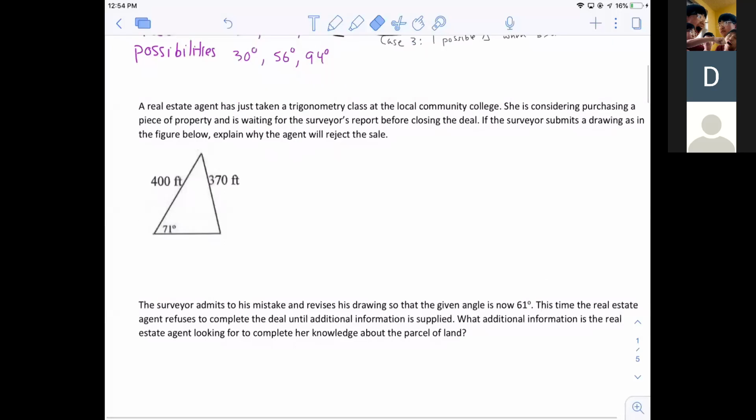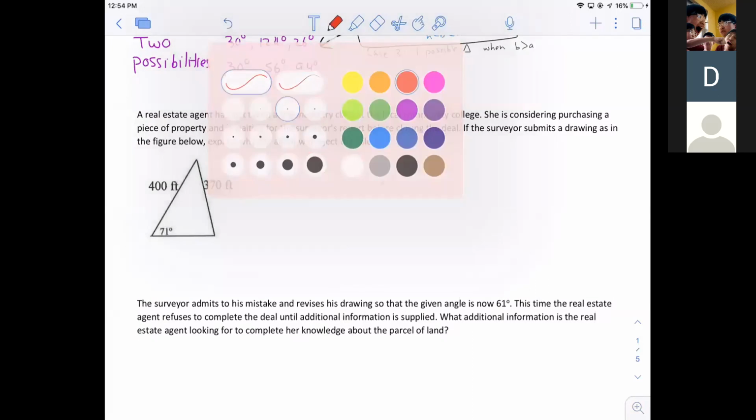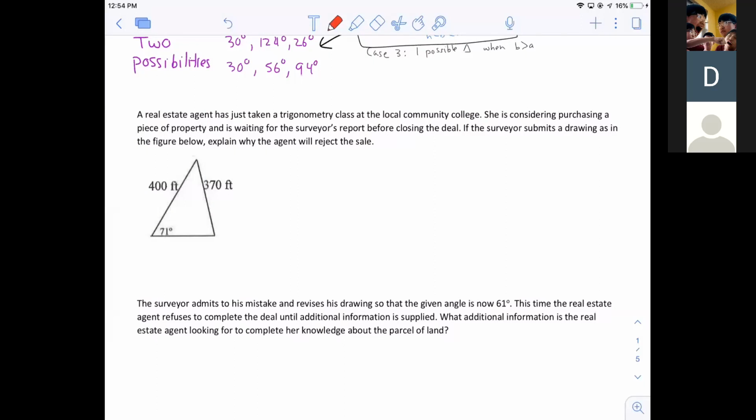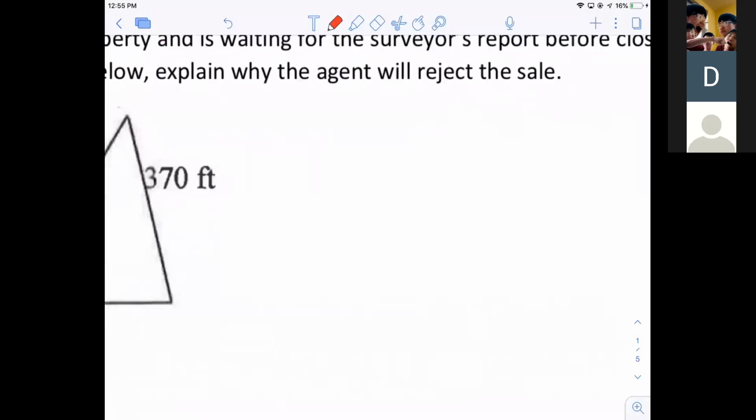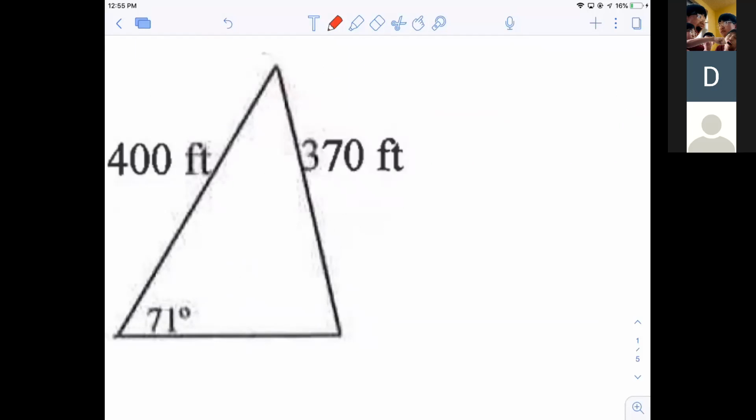So, ambiguous case of law of sines problems. A real estate agent has just taken a trade class at a local community college. She is considering purchasing a piece of property and is waiting for the surveyor's report before closing the deal. If the surveyor submits a drawing as in the figure below, explain why the agent will reject the sale. All right, this is the plan. What's wrong with this plan? Why is this real estate agent rejecting this plan?